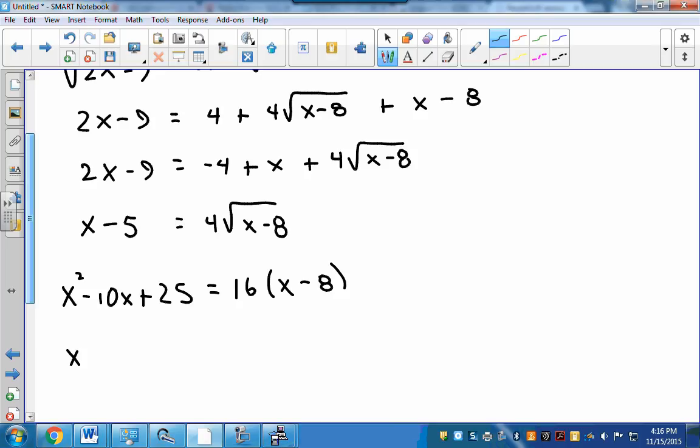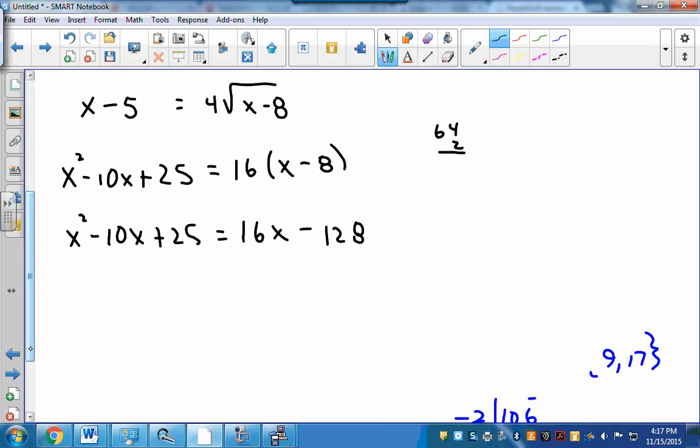So x squared minus 10x plus 25 equals 16x minus, what do we say, 64 times 2 is 128. Okay, so we're going to move that across. We get x squared minus 26x and minus 103 equals 0. Okay, 103.